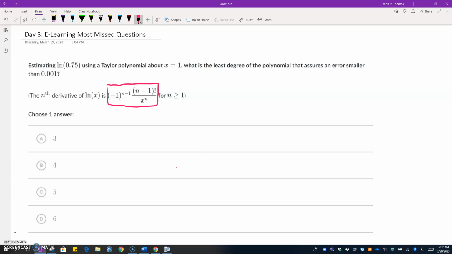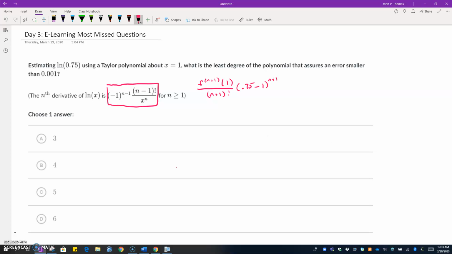So first thing, we want to find out our maximum error, so we know we're going to have to use the n plus 1 term of the polynomial. That structure is the n plus 1 derivative at 1, our center, over n plus 1 factorial times x, which in this case is the value we're estimating, so that's our 0.75 minus 1 to the n plus 1.